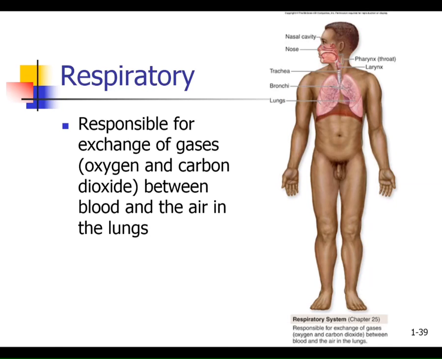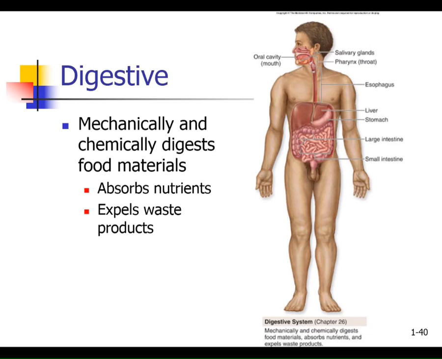Respiratory system, a couple lungs. Right? We see the trachea, air going in, air coming out. Pretty straightforward. We'll talk about the respiratory system toward the end of the course. The digestive system, liver, stomach, large and small intestines, pancreas, gallbladder. These are all involved with breaking down and absorbing nutrients and getting rid of the waste products through defecation.